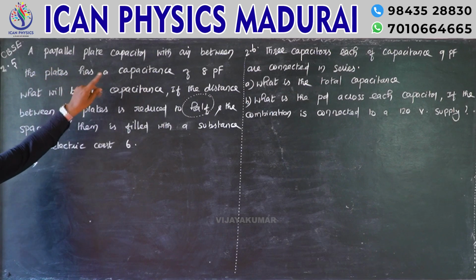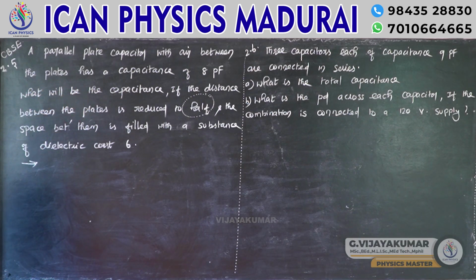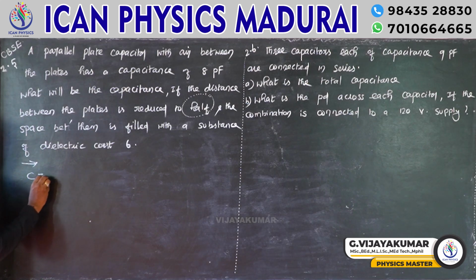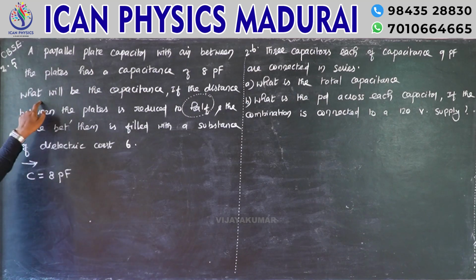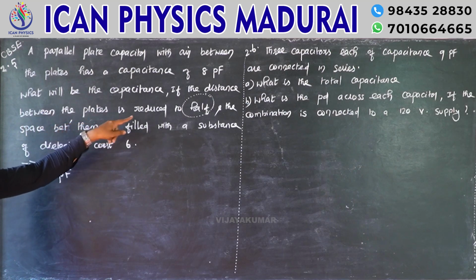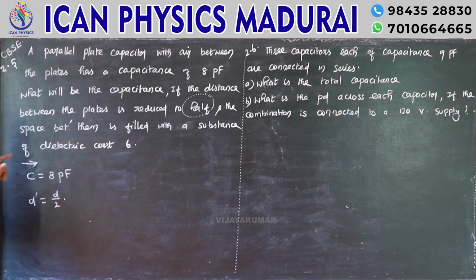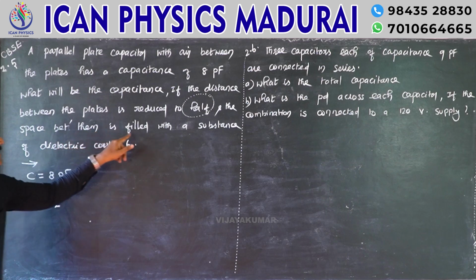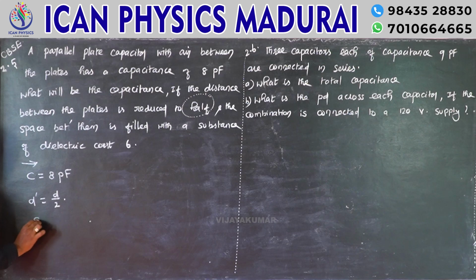A parallel plate capacitor with air between the plates has a capacitance of 8 picofarad. So C equal to 8 picofarad. What will be the capacitance if the distance between the plates is reduced to half? The space between them is filled with a substance of dielectric constant 6. So epsilon R equal to 6.